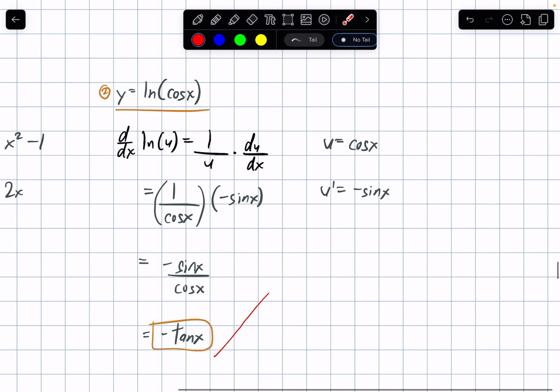Number 2. How about the ln of cosine x? Same formula. Identify u, that is cosine x. How about the derivative of u? Or in other words, the derivative of cosine x. That is going to be negative sine x according to the list of derivatives of trigonometric functions. So again, wait.